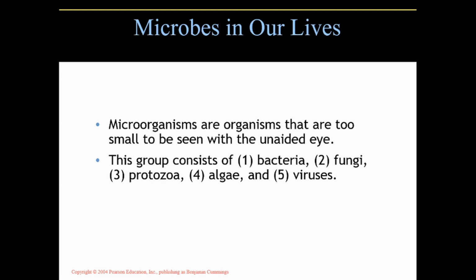They're too small to be seen with the unaided eye. These are organisms that are all around us. We can't see them. We obviously need a microscope in order to visualize them. And it consists of 5 basic categories of organisms: bacteria, fungi, protozoa, algae, and viruses. We'll be looking at all 5 of these categories throughout this course.